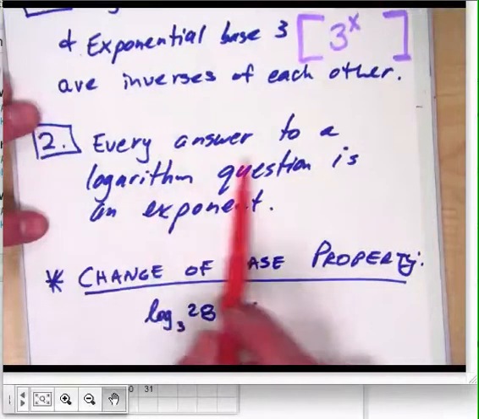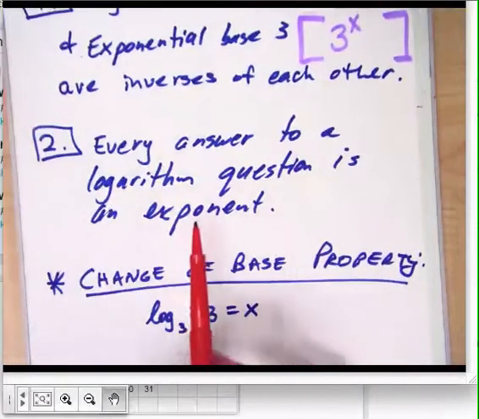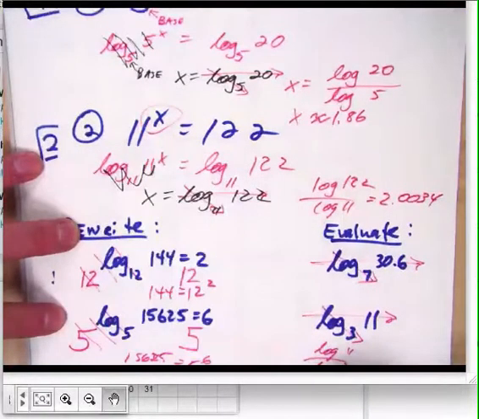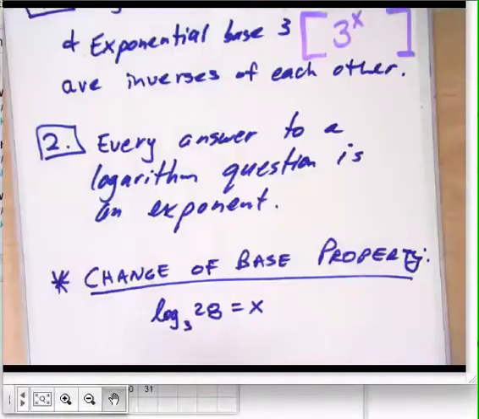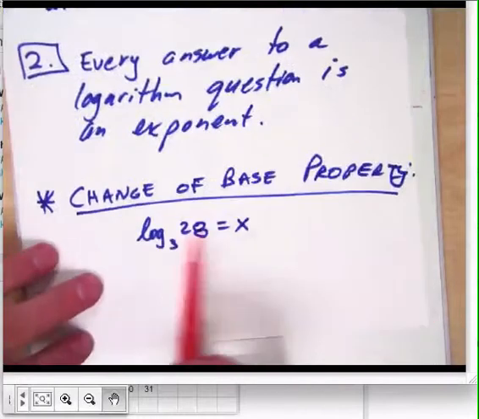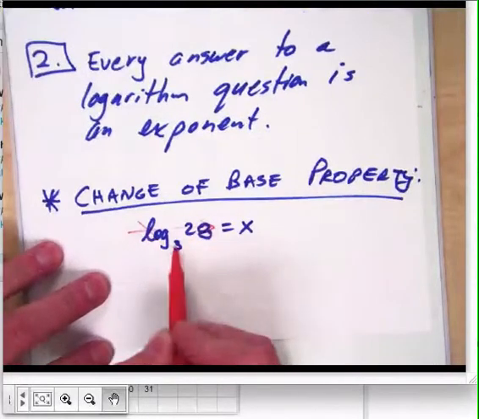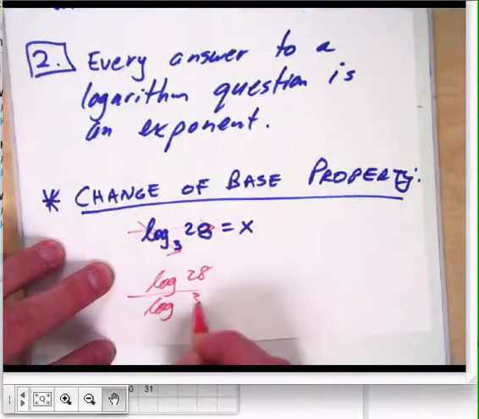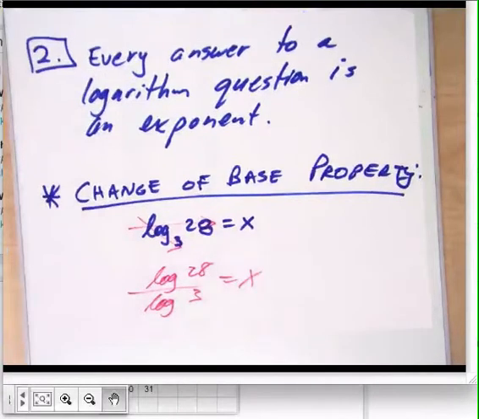Next, every answer to a logarithm question is an exponent. Every single time you solve a log question, you're finding or calculating an exponent. I'm finding an exponent by using logs. And then the change of base property is this whole idea where I can just take the top divided by the bottom. So I can do log of 28 divided by the log of 3, and I can actually solve for x, and you can type that in your calculator.